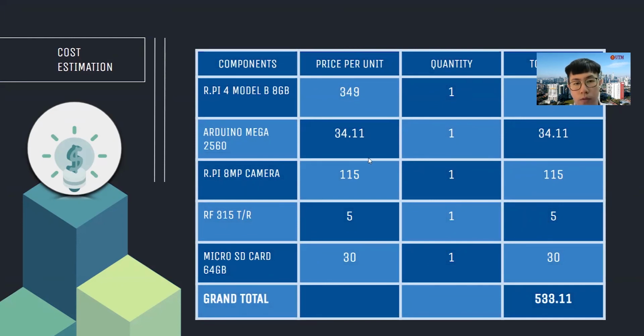Going down the table, starting from the Raspberry Pi 4 that costs around 250 ringgit, followed by the Arduino Mega that costs around 34 ringgit, and the Raspberry Pi 8 megapixel camera that costs above 100. Notice that the RF315 costs only 5 ringgit but actually plays a very important role in this project. And last but not least is the 64 GB micro SD card that costs around 30 ringgit and supports the Raspberry Pi 4 Model B. So the grand total for our project is around 533 ringgit.